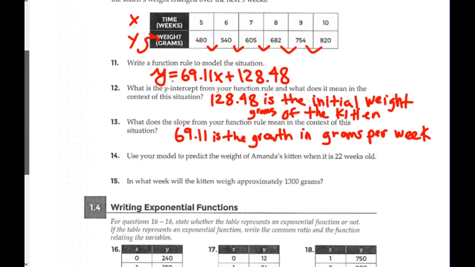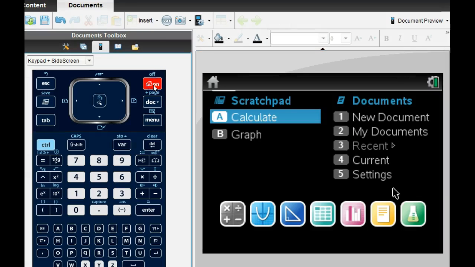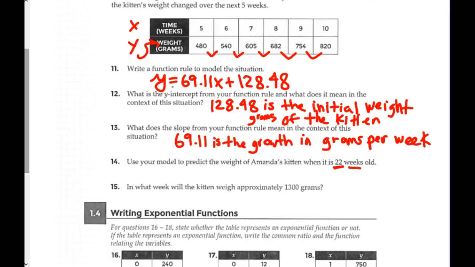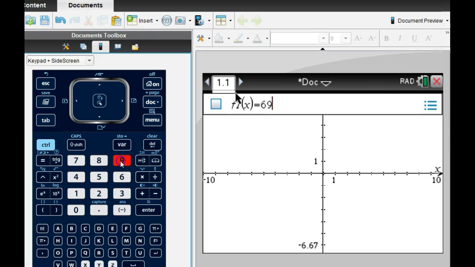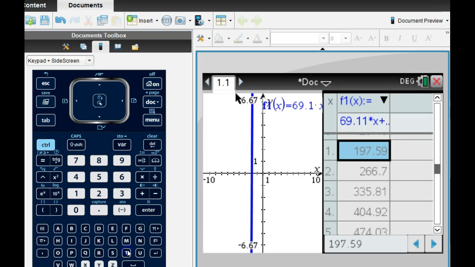And use your model to predict. So if we're predicting, we want to look for 22 weeks on a table. So we go back to the documents, we go to graph this time, and we're going to type this in, 69.11x plus 128.48. You're not going to see it when you hit enter, just hit Control T for table. We're looking for week 22.